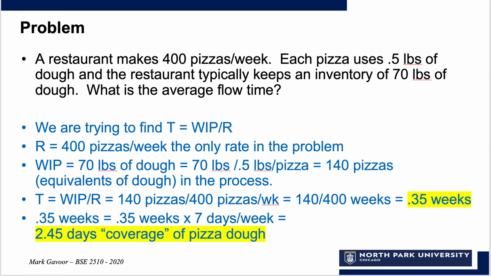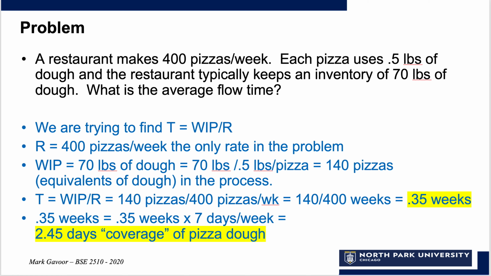Well, we're trying to find T, which equals WIP divided by R. R equals 400 pizzas per week. It's the only rate in the problem, so it has to be R. WIP equals 70 pounds of dough. But pizzas is the unit in the rate, while pounds of dough is the unit in the WIP. They're not the same. So I have to change the 70 pounds by dividing by half a pound per pizza. So I have 140 pizzas equivalent of dough in the process.